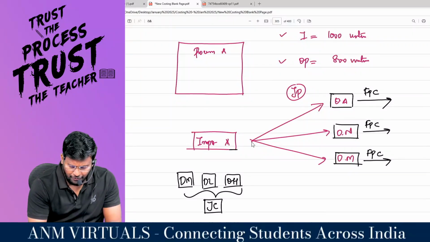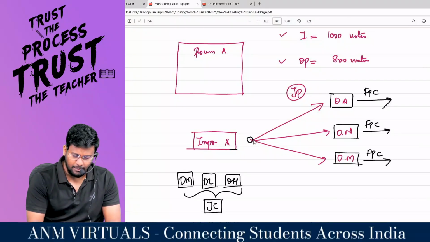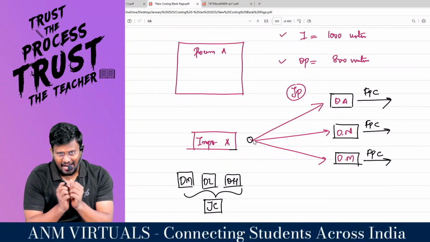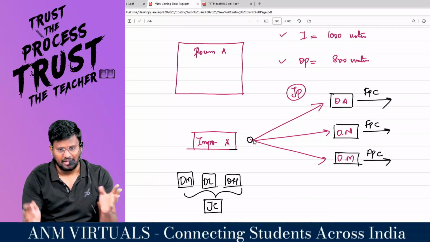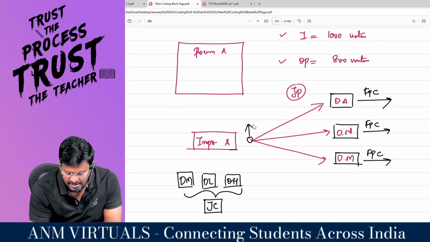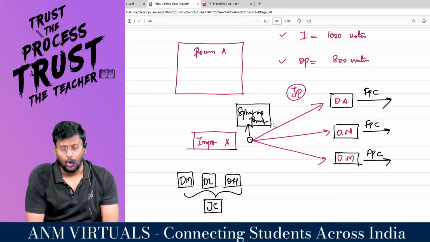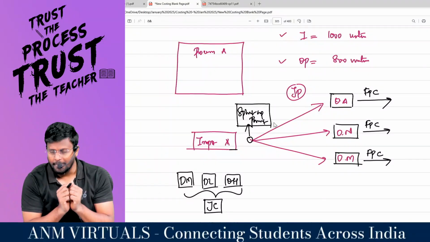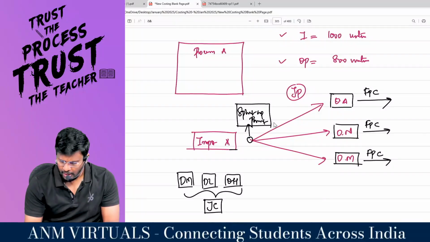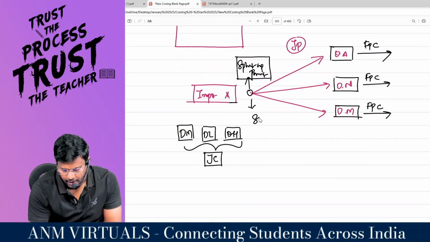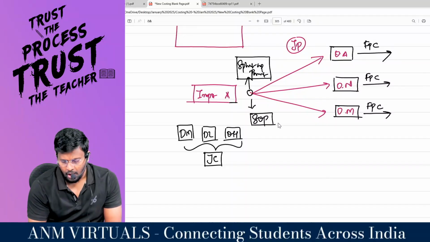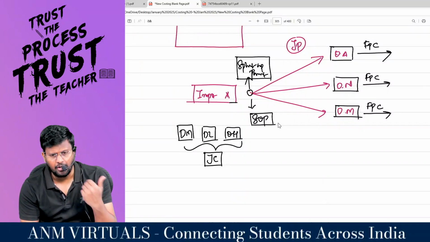Now I have processed only one input, input X. But how many products come out? Three products: A, N and M. This is called the split-off point, a point at which the output will be split off. So I may have two options: either I can sell the unit at this split-off point, or I can sell the unit after further processing.